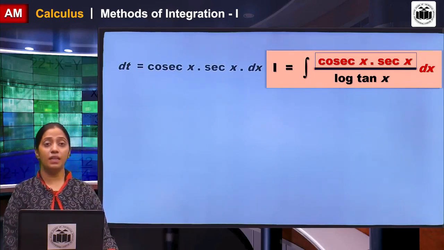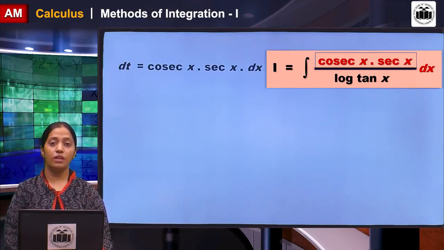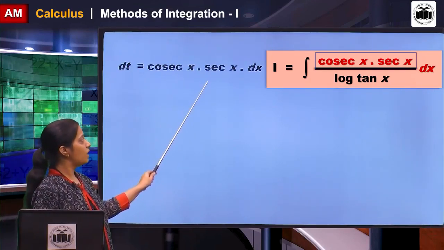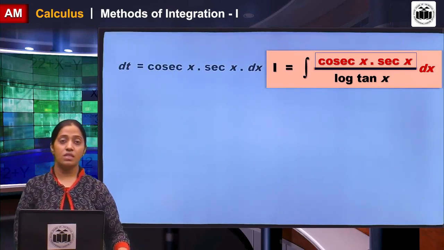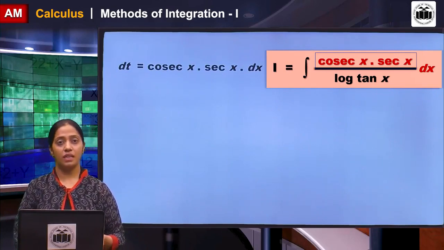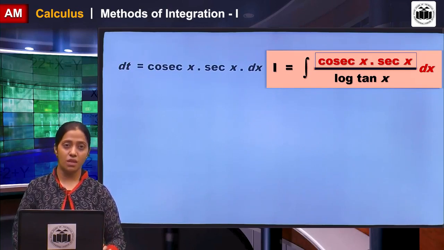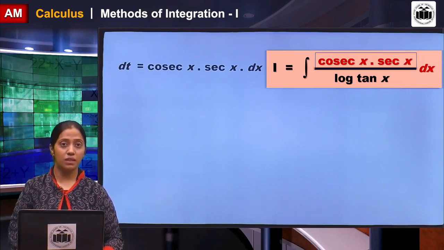This is the main thing about the substitution method. After substituting, whatever derivative term you get, that derivative term will be in the given integral. So here in the integral, this derivative is given: cosec x into sec x into dx. So you have to think about what substitution you are using and whether its derivative is given there or not. If it is given there, that means you have to use the substitution method. If it is not given there, that means you have to follow some other method.